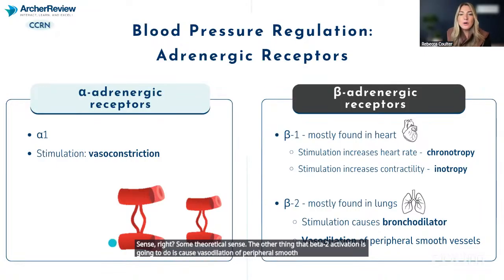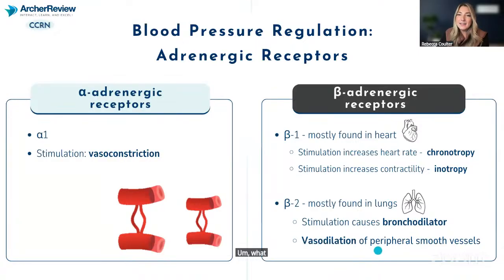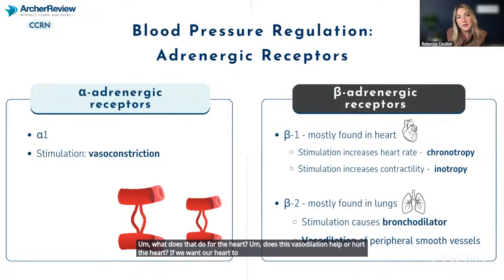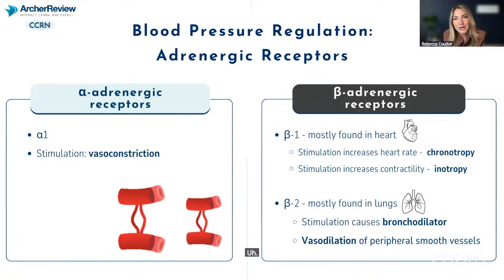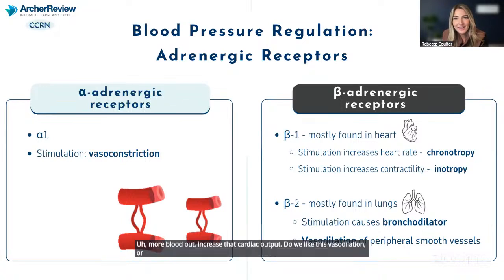vessels. So we're going to have a little bit of a different effect here than the vasoconstriction caused by the alpha receptors. What does that do for the heart? Does this vasodilation help or hurt the heart? If we want our heart to pump more blood out, increase that cardiac output, do we like this vasodilation or do we not like it?